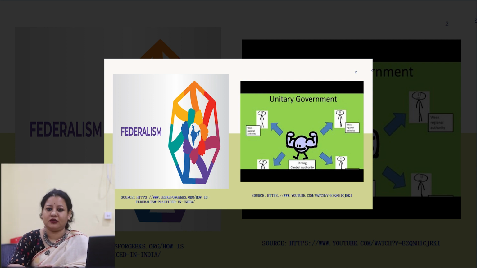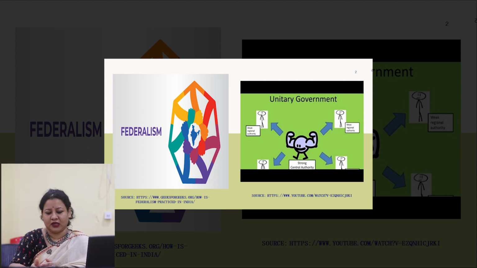And on the other hand, when the powers of the government are divided between the central government and the state government, that type of government is known as a federal form of government. For example, we have federalism in the US, Switzerland, Australia, Canada, Russia, Brazil, in Argentina also, etc.